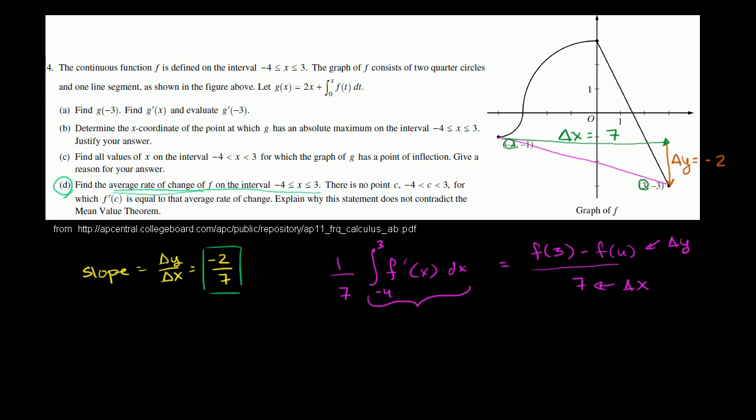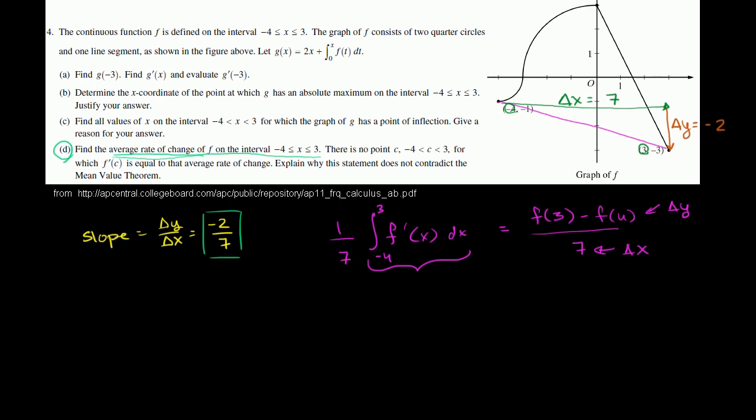And then let's think about the second part. They say there's no point C in that interval for which f prime of C is equal to the average rate of change. Explain why the statement does not contradict the mean value theorem. So the mean value theorem, just as a little bit of a review, says that if you have some type of an interval, so let me draw some axes right over here, and over that interval you have a differentiable function, so maybe my function looks like this. It says there's at least one point C on that interval where the derivative at that point C is equal to the average rate of change.